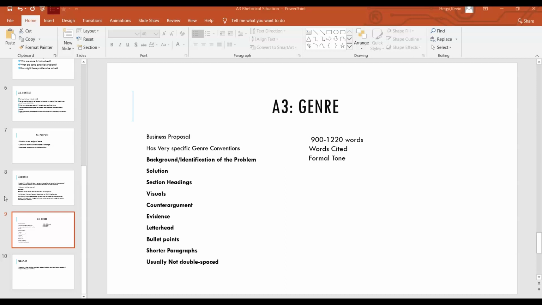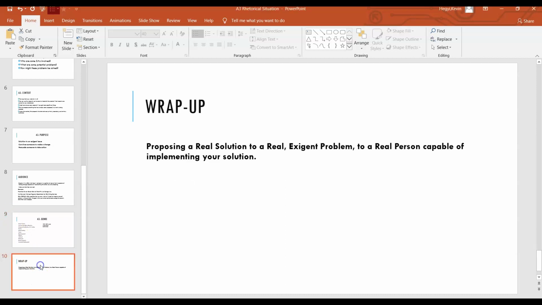For our assignment, that should say 900 to 1200 words. 1220 is fine, obviously, and we need a works cited too. And we're going to maintain that formal tone that's appropriate for our audience and is convincing throughout. So to wrap up, we're going to propose a real solution to a real exigent problem to a real person capable of implementing that solution. So that person has to be in a position of power, and we're going to do this through the strict genre conventions of a proposal.